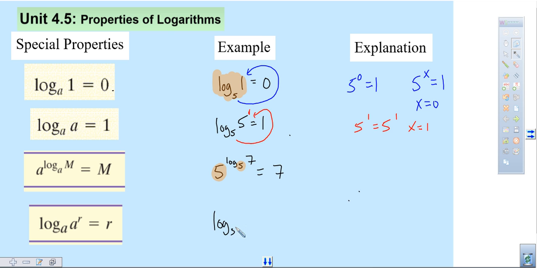On the next one, similar idea: log base 5 of 5 to the third power. Same idea, just accept that if your base and your argument are the same, then your solution comes from your exponent. I'm not going to go into explanations on those, so let's move along to look at some more special properties.